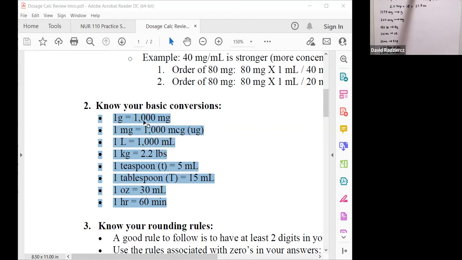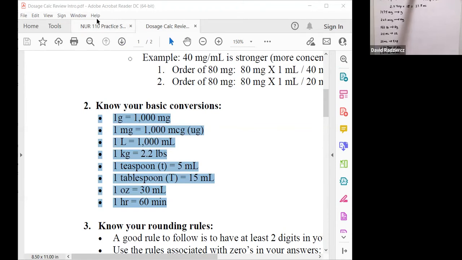You'll see that for the most part, we try and keep it simple. 1 gram is 1,000 milligrams. 1 milligram is 1,000 micrograms. 1 liter is 1,000 milliliters. So if you remember 1,000, you're probably pretty good. And then there's just a few others that are a little bit different. And then with practice, you'll get used to writing it, and it shouldn't be a problem.